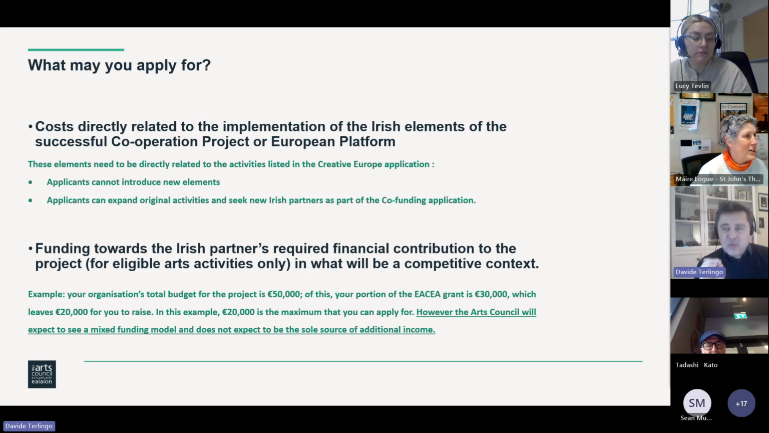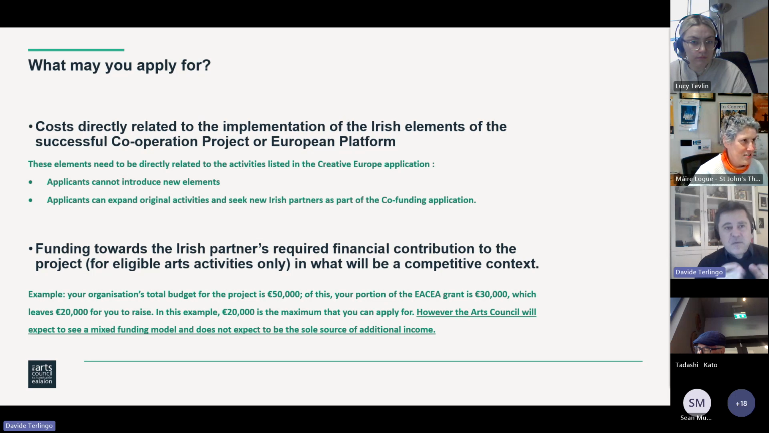The second important point to consider, which is sometimes a bit of a source of confusion, is how much you can apply for. You can apply only for funding that is towards the Irish partner financial contribution to the project. And please keep in mind that this will be in a competitive context. What does it mean?